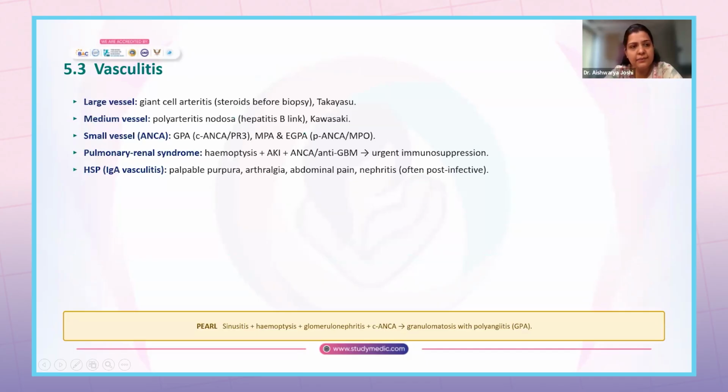Coming to vasculitis. Vasculitis refers to inflammation of blood vessel. Giant cell arteritis, you have to give steroid before biopsy. We are referring to temporal arteritis, right? Because it's a life-threatening or a vision-threatening disease. Another one is Takayasu arteritis, involving the large branches of aorta.